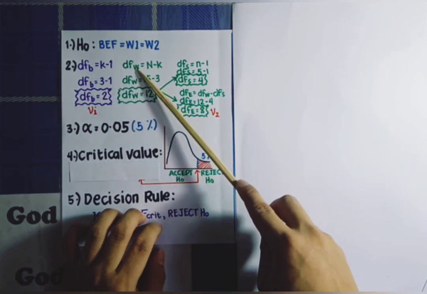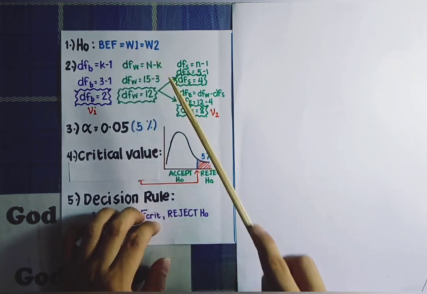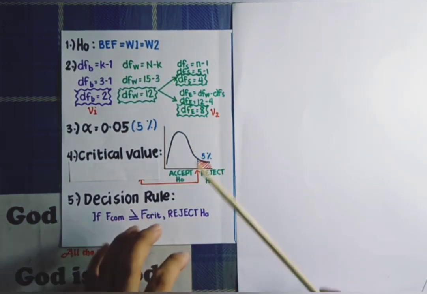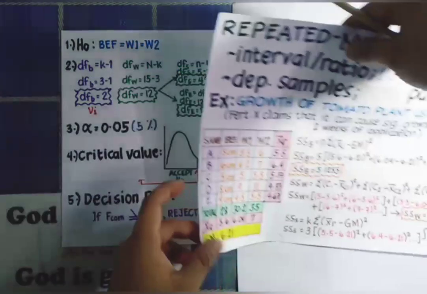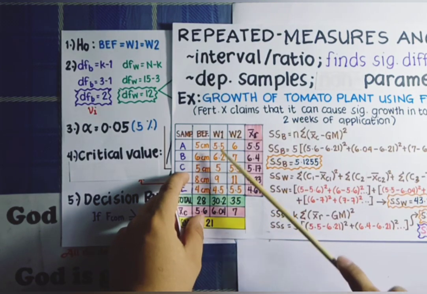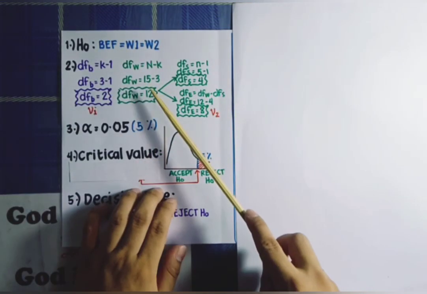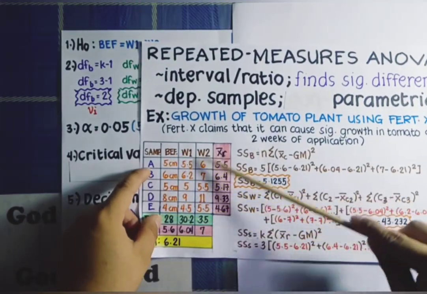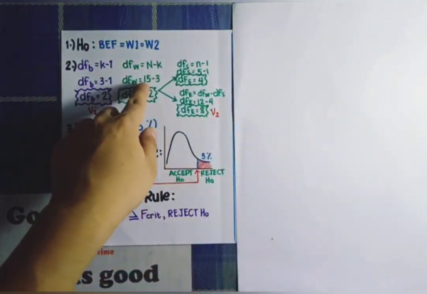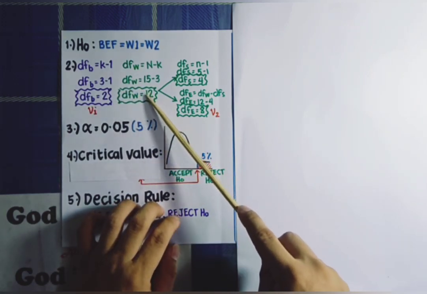For the degrees of freedom within, our degrees of freedom within is equal to N minus K. N is actually the number of the data that you have, and K is the number of groups of data. In this case, we have actually 1, 2, 3, 4, 5, 6, 7, 8, 9, 10, 11, 12, 13, 14, 15. 15 data. And our groups of data here are 1, 2, 3. 3 groups. So that's 15 minus 3, and our degrees of freedom within is equal to 12.